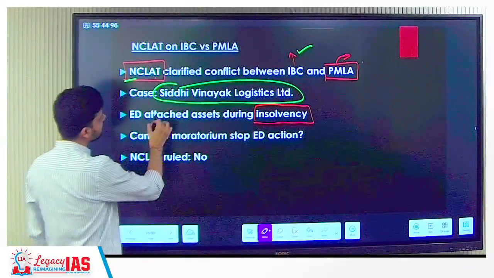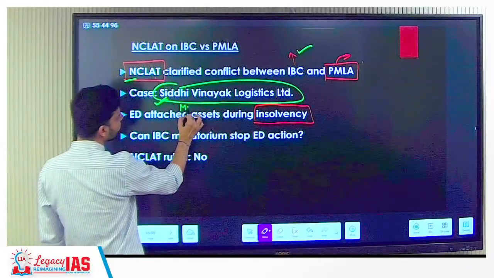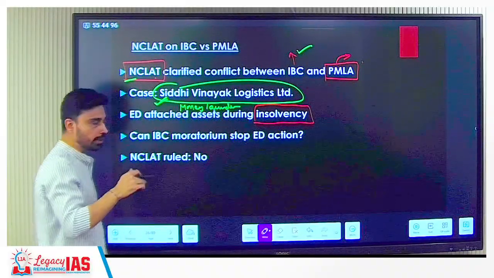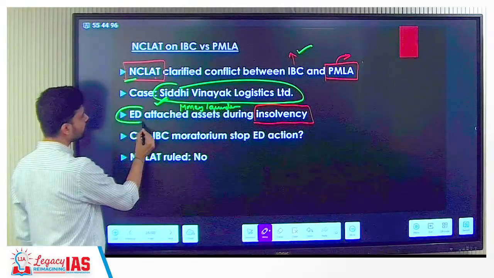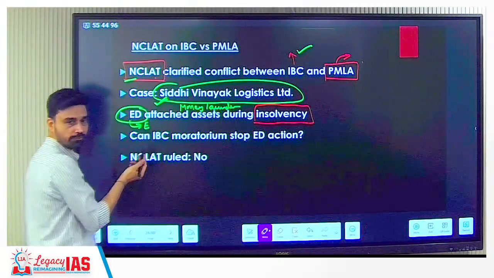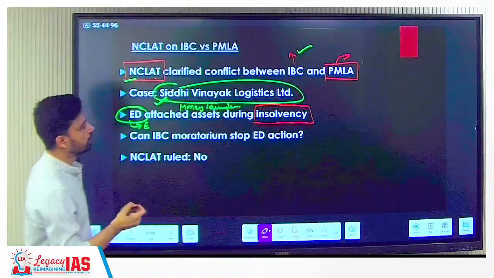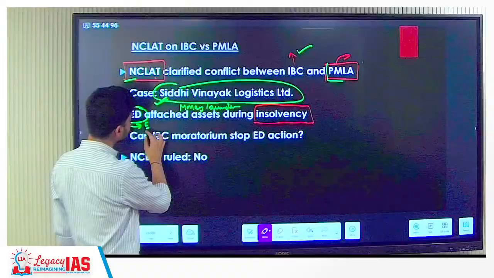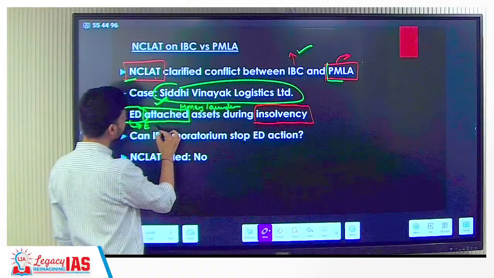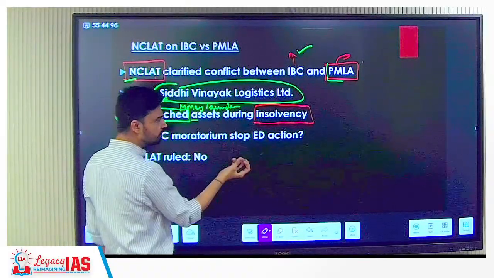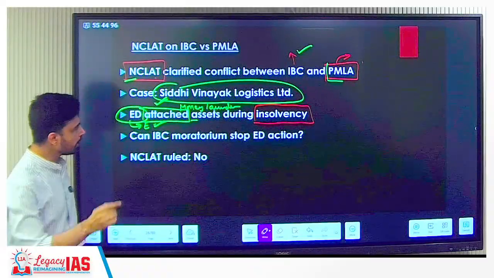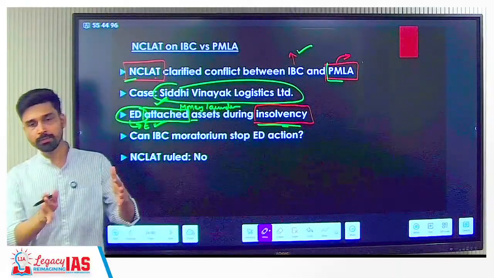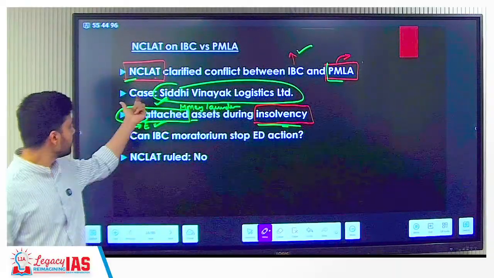The problem is the company was said to be involved in which kind of crime? Money laundering. Okay, so when money laundering is concerned, which department comes into the picture here? Enforcement Directorate. They have to take action. They take action based on which law? PMLA. And based on the power given to them under the law, ED then attaches, means seizes, the assets of this particular company at the same time when what is going on? Insolvency is going on.